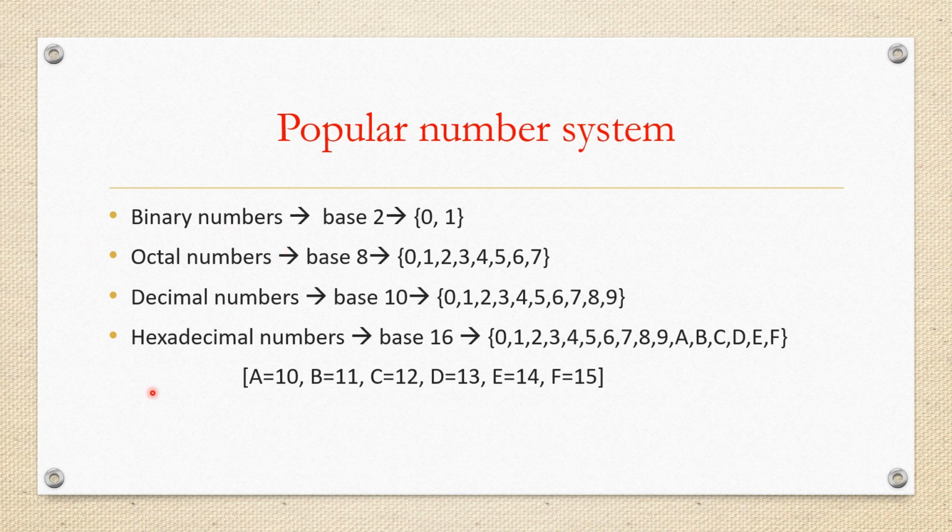Now these are the popular number systems. Binary number system has two digits, 0 and 1. So a binary number is just a string of zeros and ones. Octal number, which is also called base 8, has 8 unique digits ranging from 0 to 7. Decimal numbers are from 0 to 9. And hexadecimal number has base 16 and uses digits 0 to 9, then letters A, B, C, D, E, F. A stands for 10, B stands for 11, C stands for 12, and like this, F stands for 15.